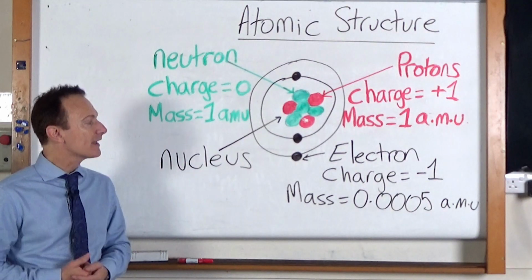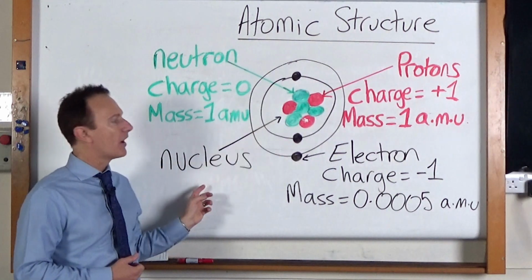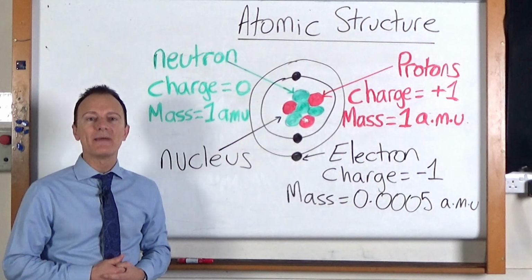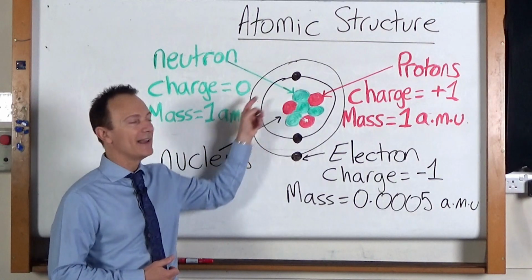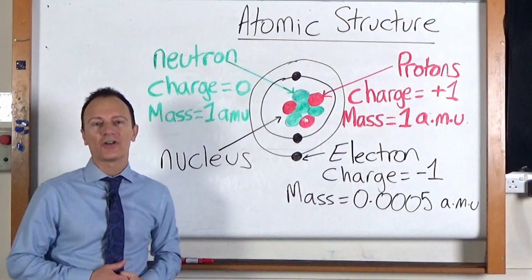So if we take a look at this atom, we can see in the center we've got a nucleus, and that nucleus is made up of protons and neutrons. Around the outside of the atom, we've got electrons orbiting on electron shells.